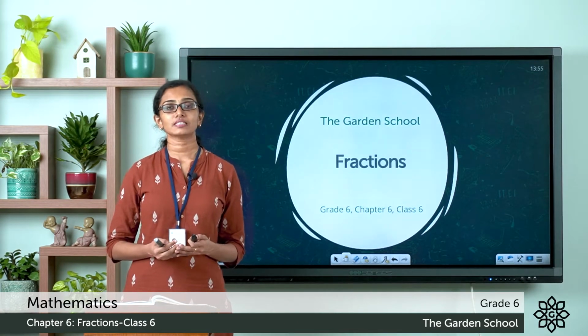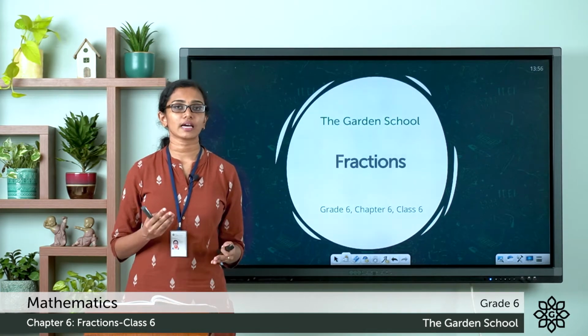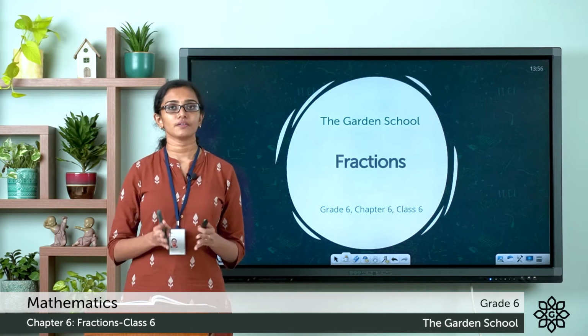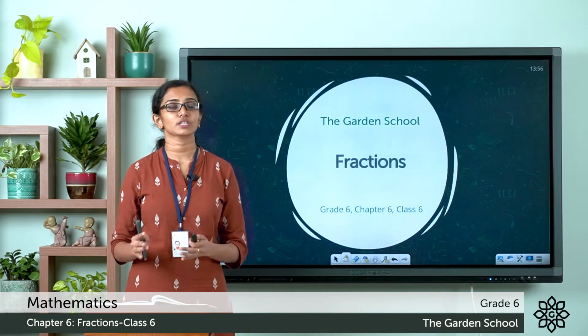So today, let's see what are like fractions and unlike fractions. We can also learn how we can compare fractions to arrange them in ascending or descending order.